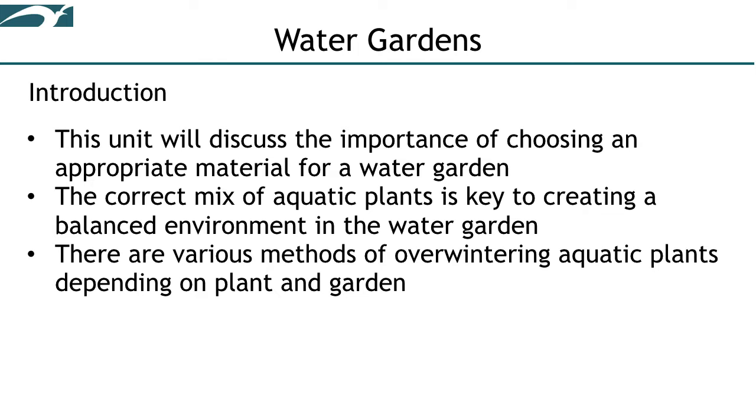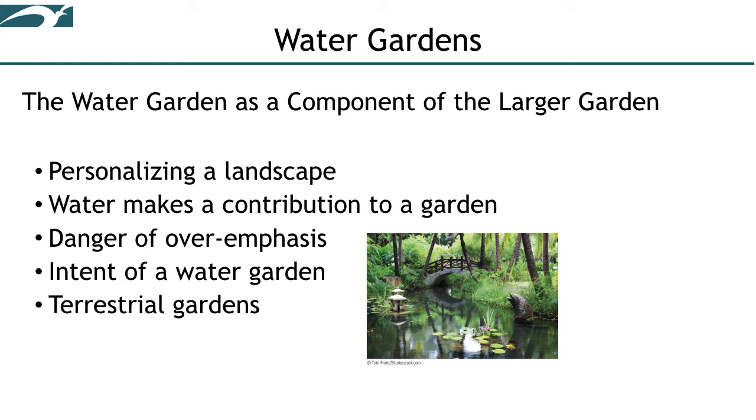In this unit, we will discuss the importance of choosing and importing materials for the water gardens. The correct mix of aquatic plants is key to creating the balance in the environment in such gardens. There are various methods for overwintering aquatic plants depending on the plant and garden you've chosen.